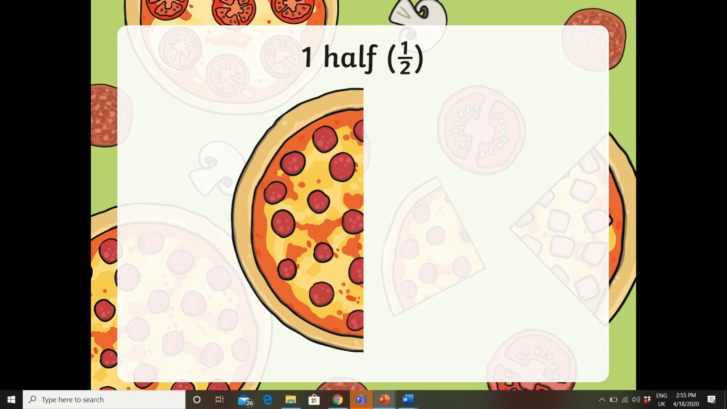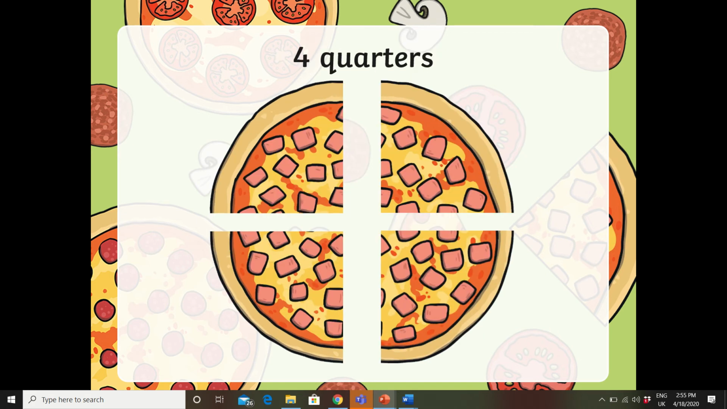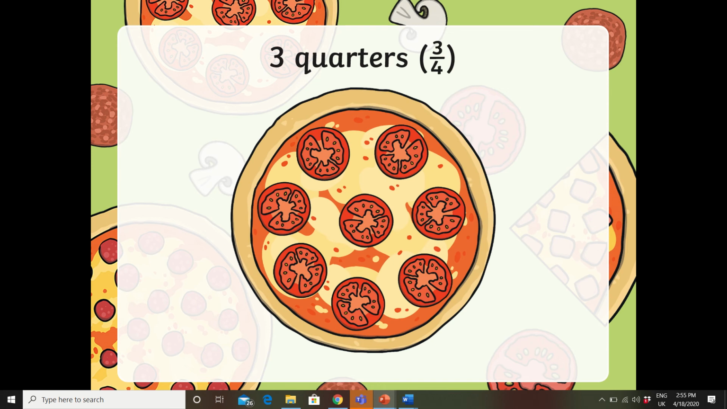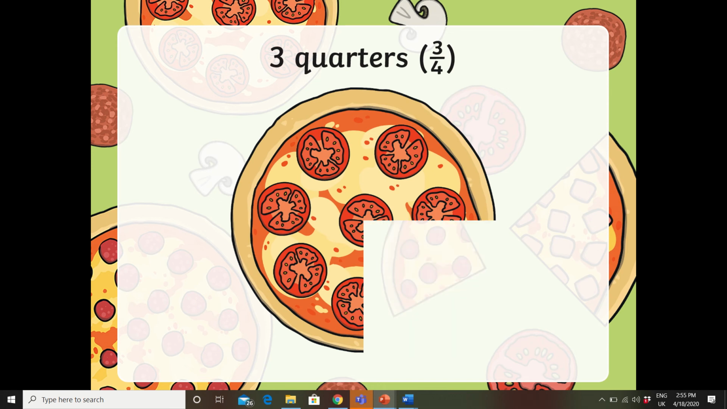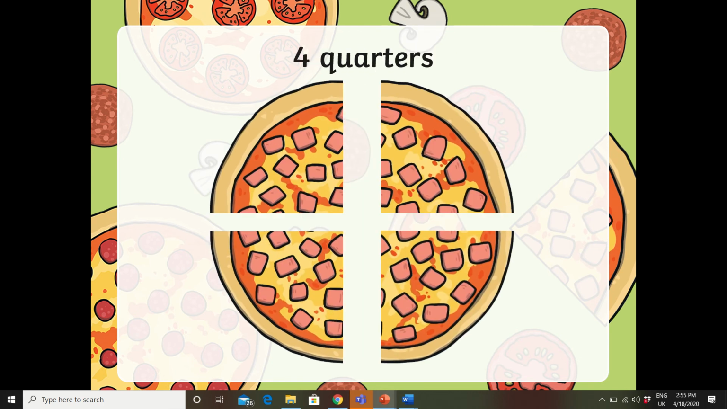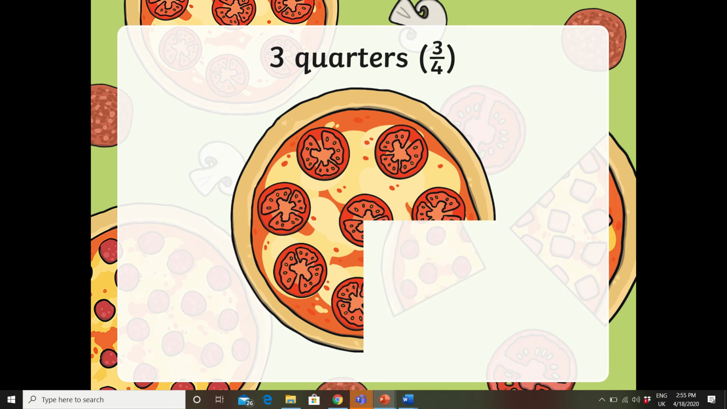3 quarters. So imagine we're going to get 4 slices, like this. And what we mean by 3 quarters is we only want to eat 3 of these 4 slices. We're going to eat 3 of the 4 slices, okay? So 3 quarters, we have 4 slices, but we're eating 3 quarters. I ate 3 quarters of my pizza. I'm only going to eat 3 of the 4 slices.